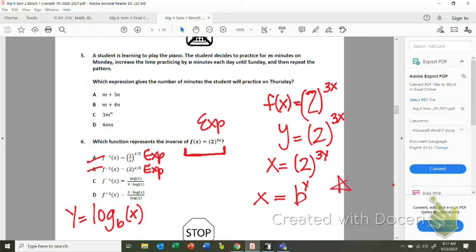What is the y in this case? Not 3x, but 3y, because we had to swap them. So 3y equals log base 2 of, what's x? Just x, right?